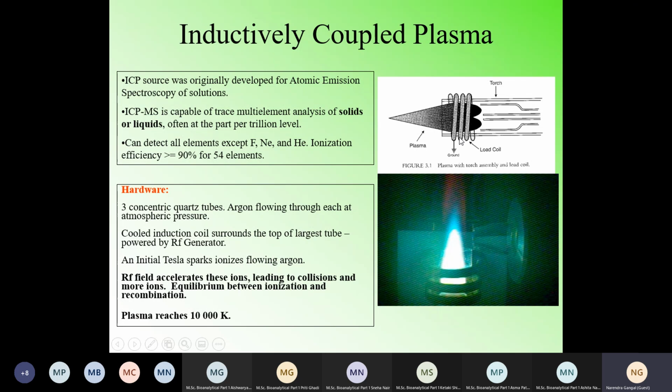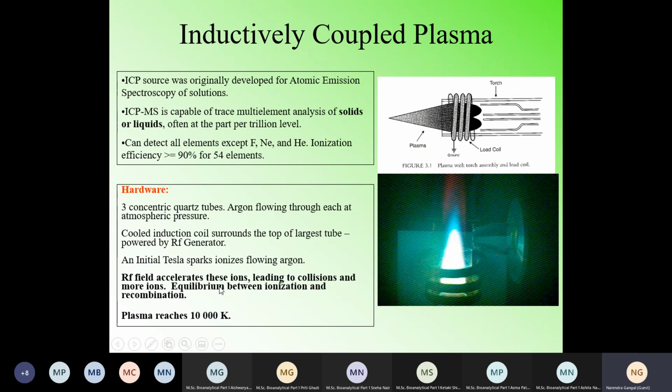An initial Tesla spark ionizes the flowing argon, since there is a continuous flow of argon. As the argon is ionized, small ions are formed. Then the radio frequency field comes into the picture and accelerates these argon ions. As they accelerate, this leads to collisions and the formation of more and more ions. So this continuously multiplies, and more and more ions form.